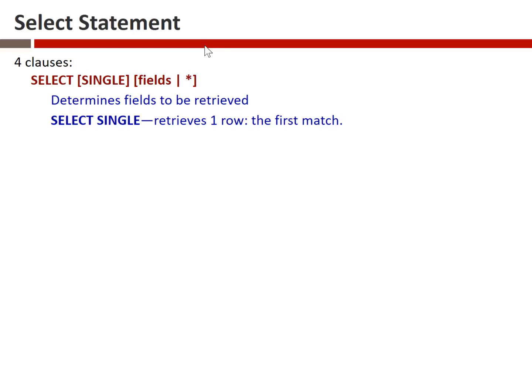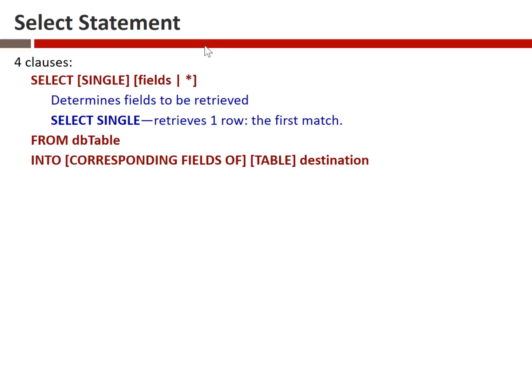So our select statement will start with the keyword select. It will either contain or not contain the word single. It will contain a list of fields or a star. Next part, from, and then the name of a database table. Not much to say here. There's really no switches or no options. You're just going to put from and the name of the database table you want this particular query to be accessed against. But where do we want the results to be put?